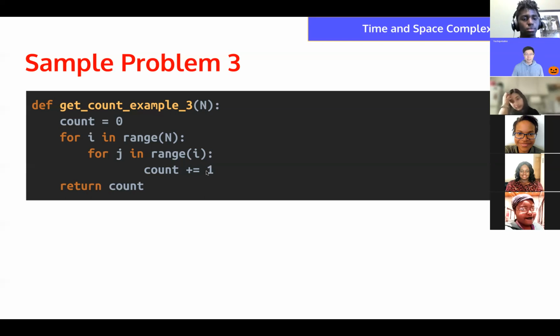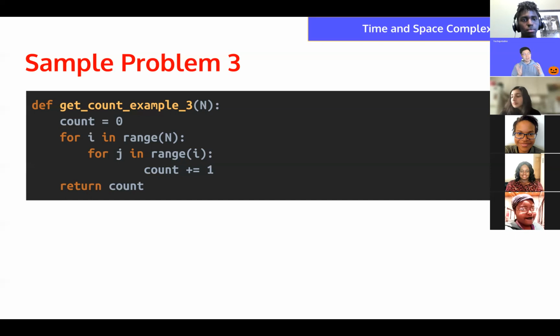Then it stops running there because range 0 to 1, in Python pseudocode, doesn't include the end index. So it goes back to the outer loop, and i is now incremented to 2. The inner loop now runs over the elements 0 and 1, so it counts 2 times. If you repeat that process, in the first iteration we counted 0 times, in the second iteration we counted 1 time, in the third iteration we counted 2 times, and in the fourth iteration we're going to count 3 times.